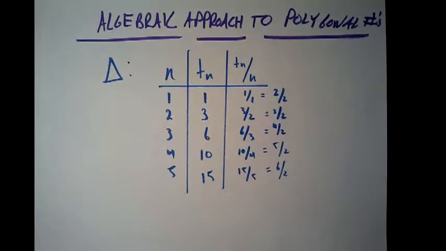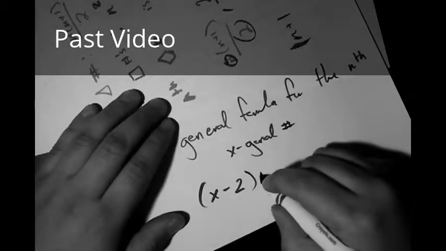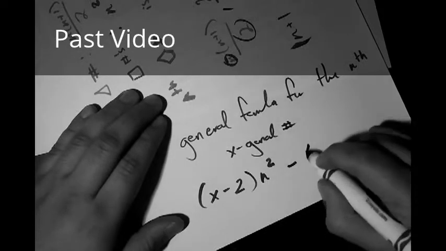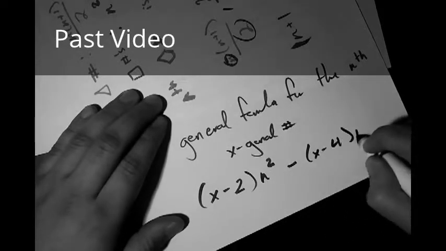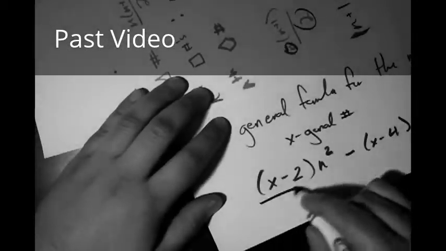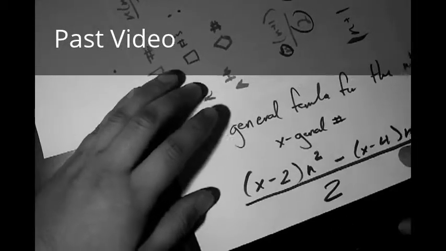In the last video, we looked at the geometric approach to polygonal numbers. In this one, we'll look at the algebraic approach, which will involve solving for that formula that I wrote in the past video: (x minus 2) n squared minus (x minus 4) n, and that over 2 will give us the answer.